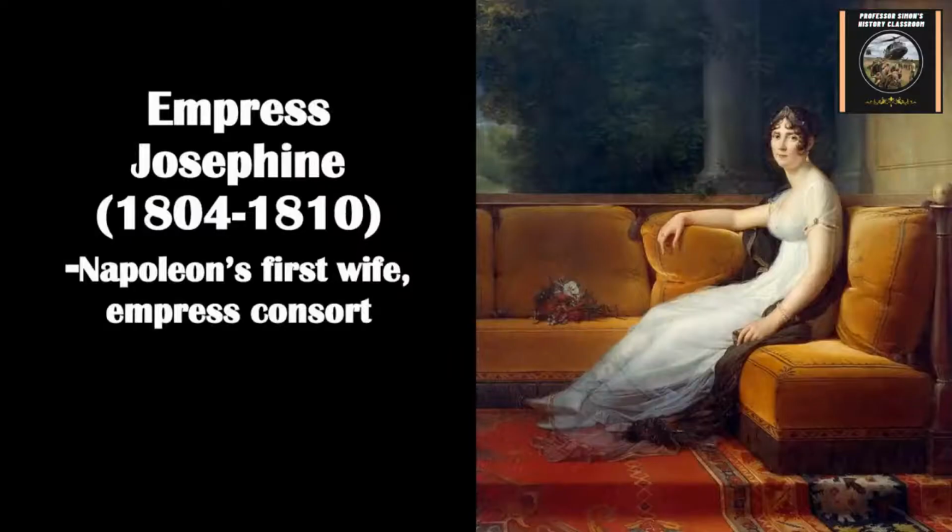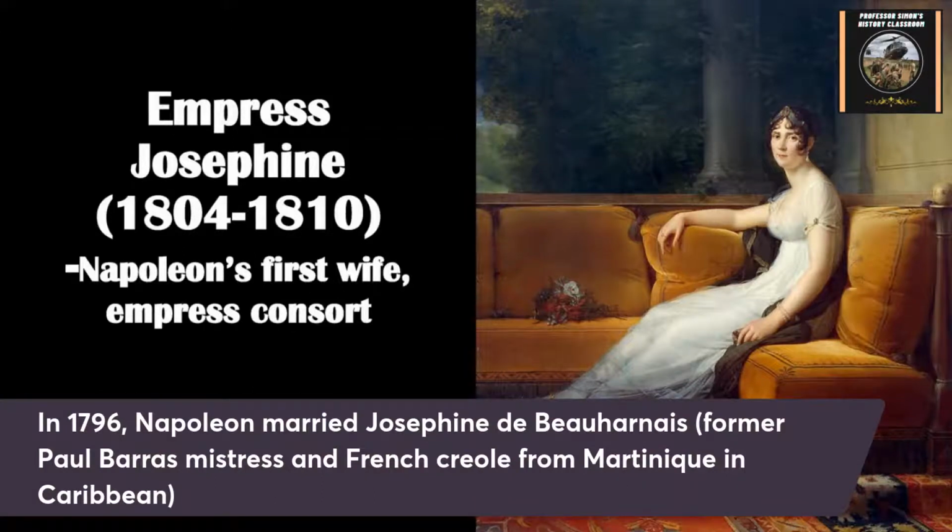So then, of course, if you know about this, Napoleon also met Josephine. If you know about her, her real name is Josephine de Beauharnais. Well, actually, she was called Rose, but Napoleon called her Josephine. And she was the former mistress of Paul Barras, one of the directors in the Directory government that was running. And so that was kind of important.